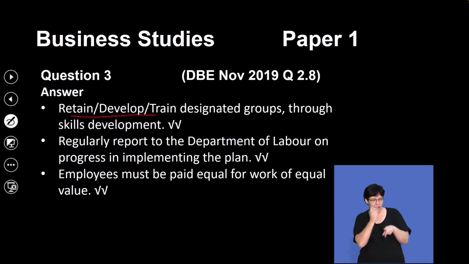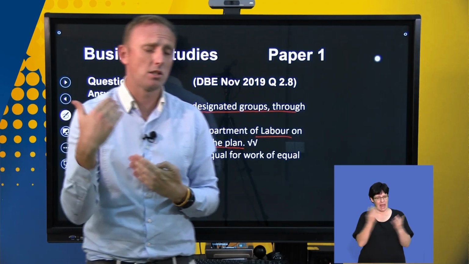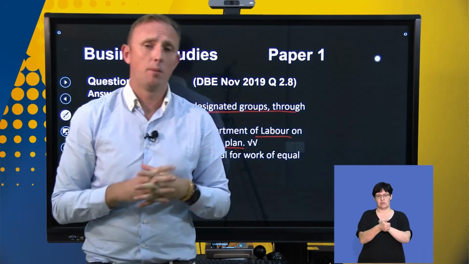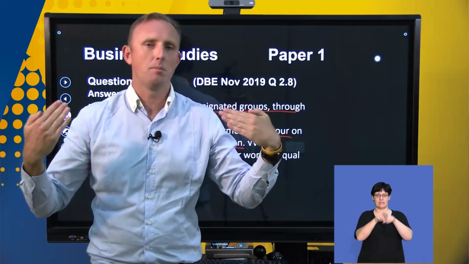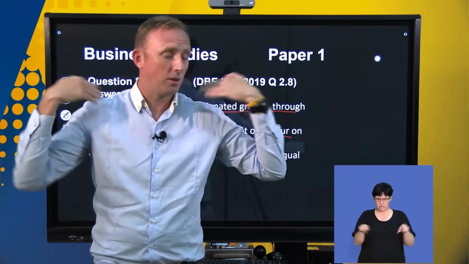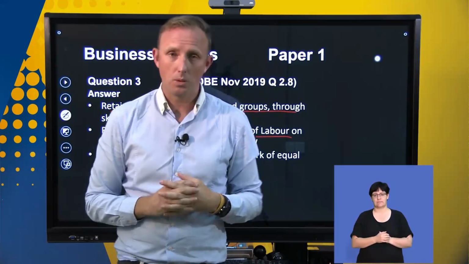We have to retrain, develop and train designated groups through skills development. Regularly report to the Department of Labour on the progress in implementing your plan, and employees must be paid equal for the equal value of work that they have. So you'll see that there's a lot of sports tournaments now where men and women get paid an equal amount, because they're saying they're doing the exact same amount of work, so therefore they should get paid equally.